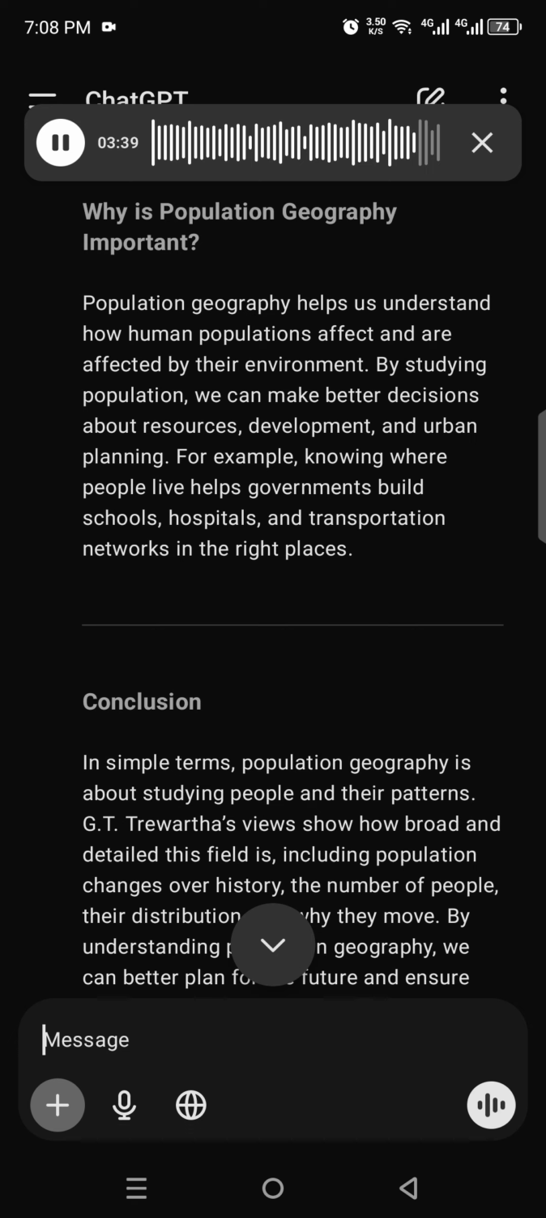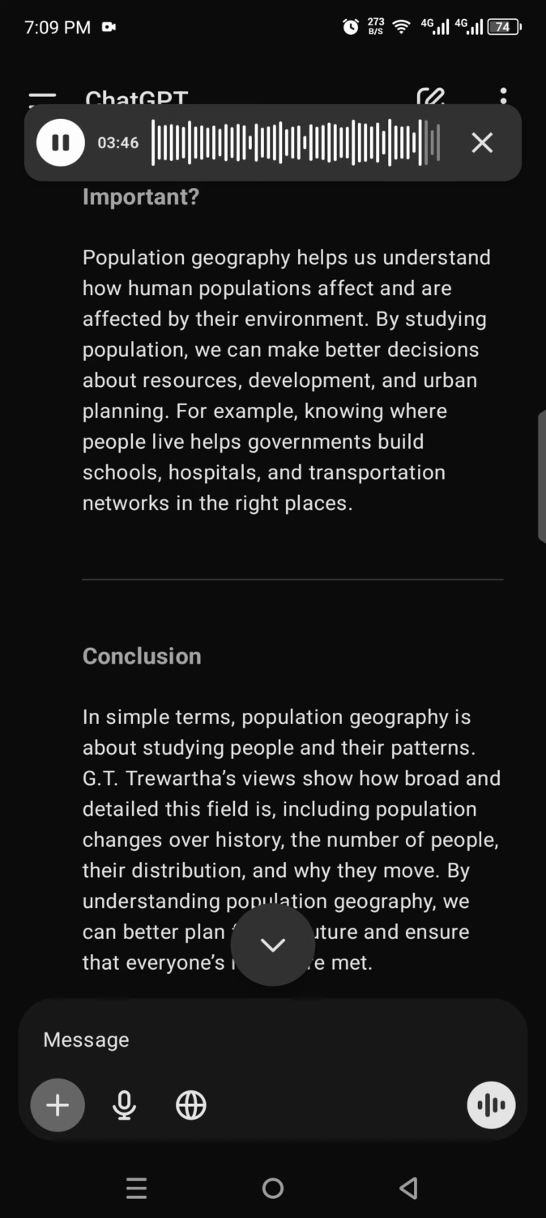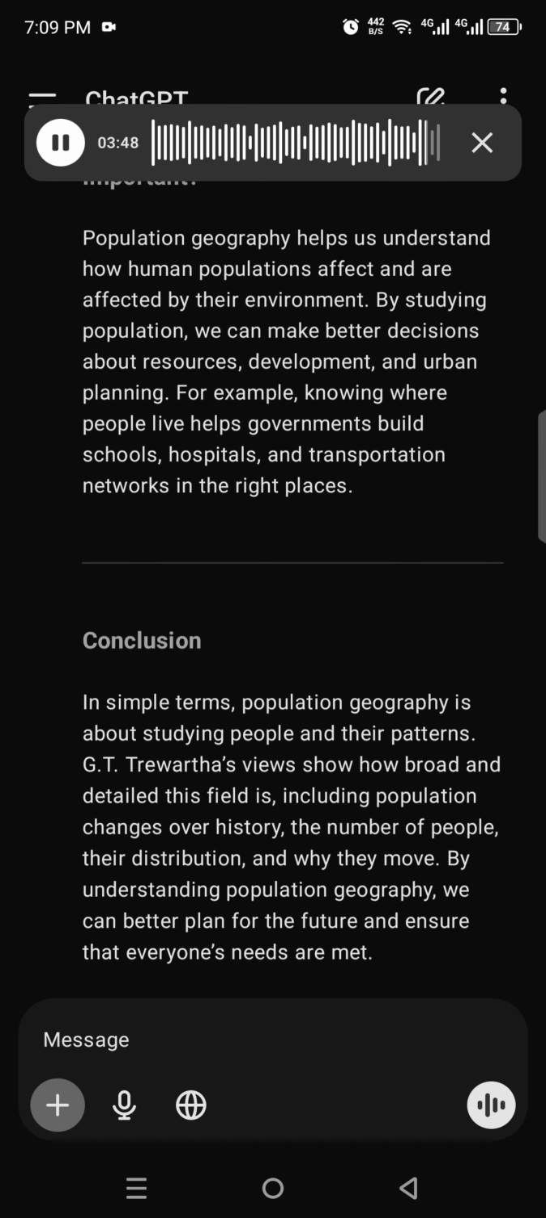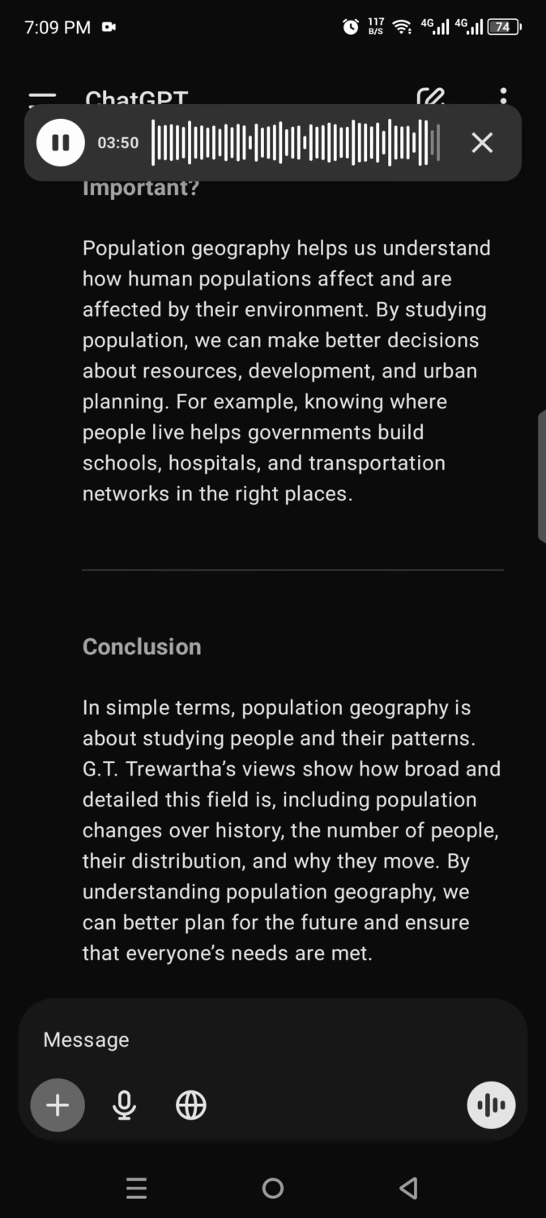Conclusion. In simple terms, population geography is about studying people and their patterns. G.T. Trewartha's views show how broad and detailed this field is, including population changes over history, the number of people, their distribution, and why they move. By understanding population geography, we can better plan for the future and ensure that everyone's needs are met.